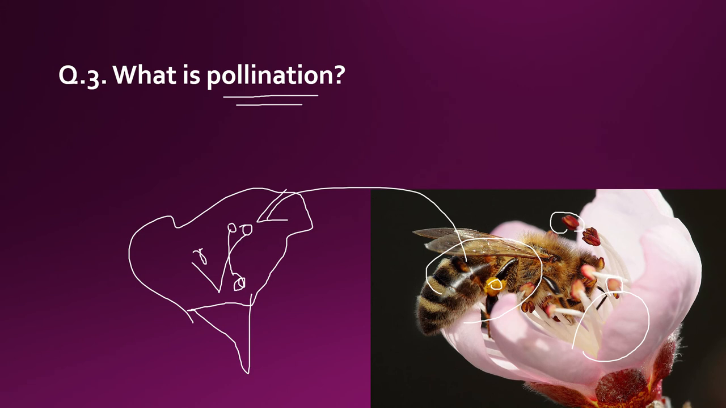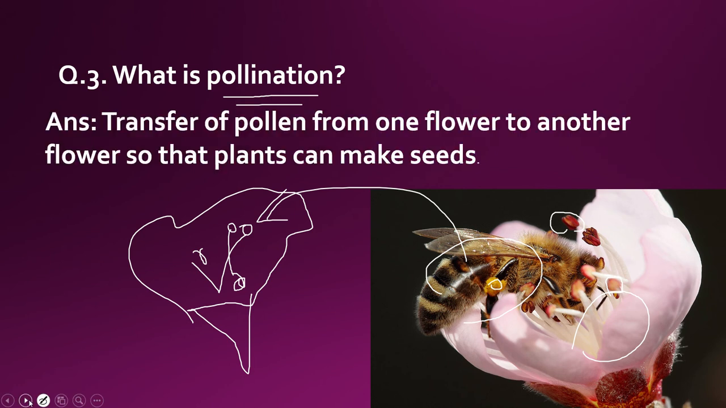So that is for what? What's the reason? The reason is making seeds. So here's the definition: transfer of pollen from one flower to another flower so that plants can make seeds. That is the reason. Let's go to the next one.